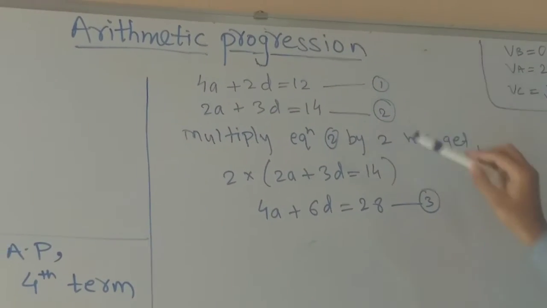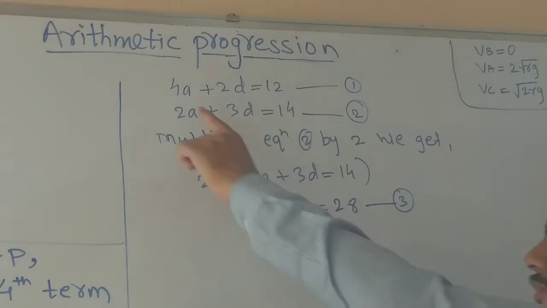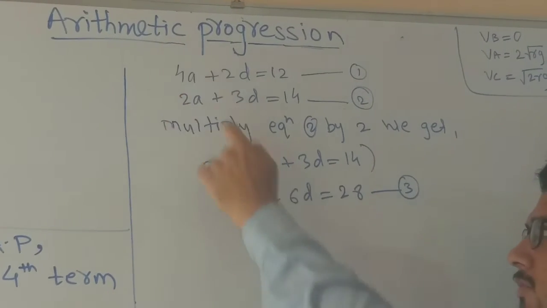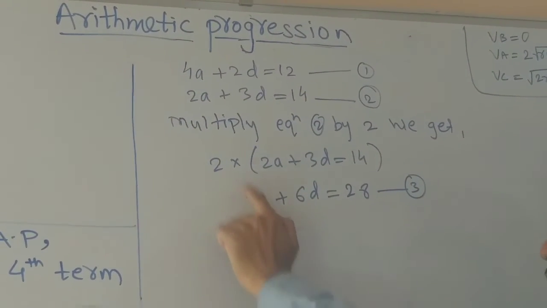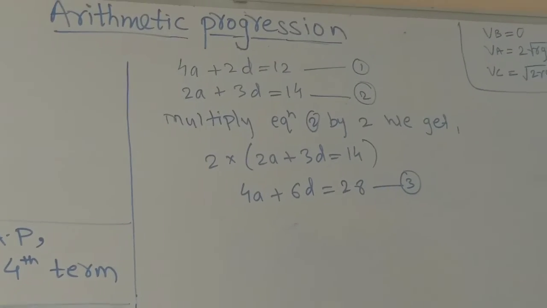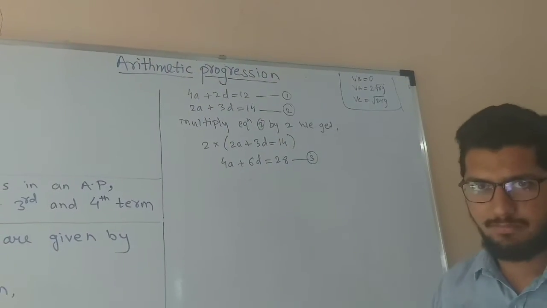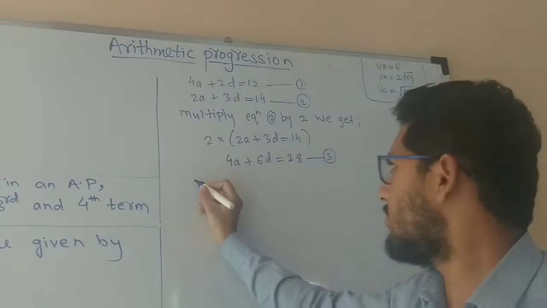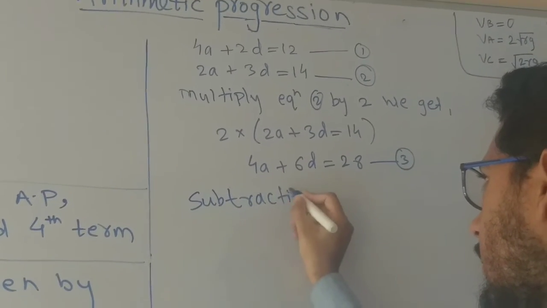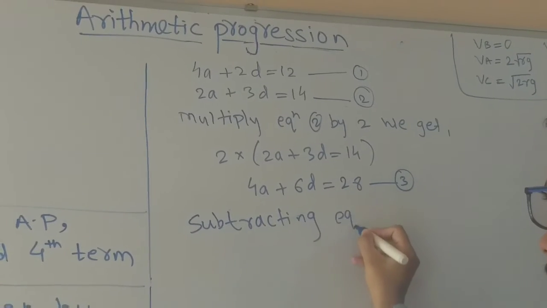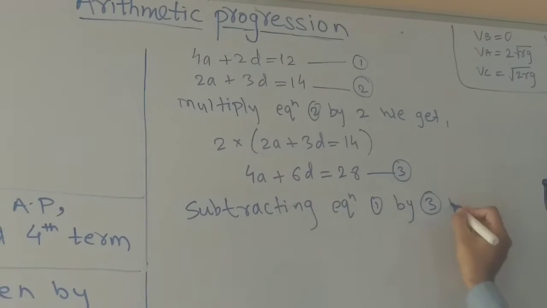Now you can see equation number 1 and 3. The coefficients of a are the same, and the signs are also the same. Here it is plus 4a, and here it is also plus 4a. So whenever there is the same coefficient with the same sign, we have to subtract these two equations. So we will subtract equation 1 from 3.